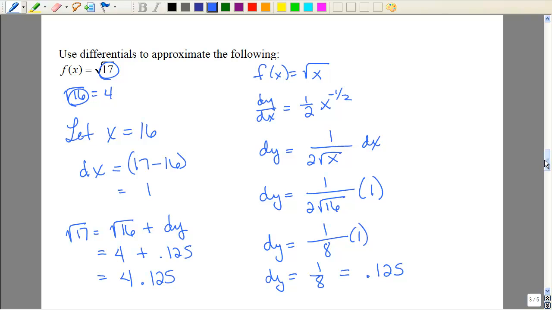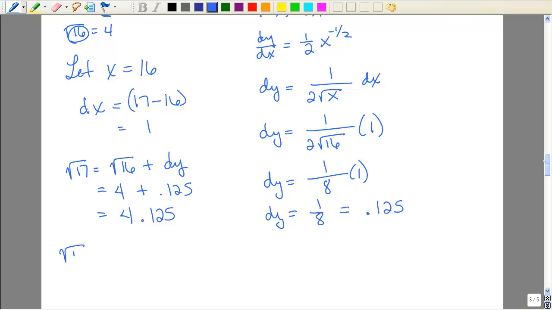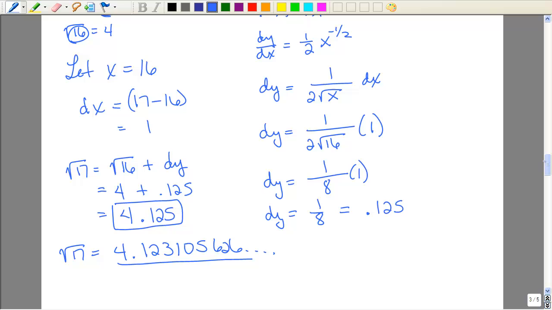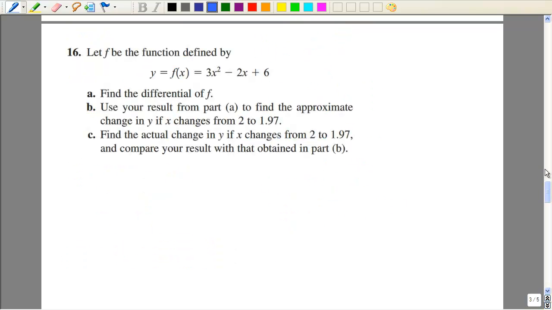On my calculator, the square root of 17 is 4.123105626, and of course keeps going. I would say this is a very good approximation of that. So this is just one very simple, probably archaic way that you could use a differential to approximate some things. So let's approximate some things.